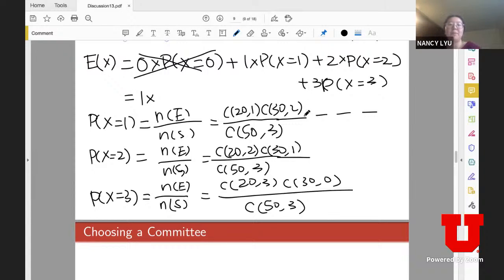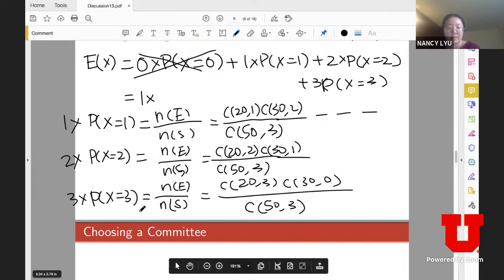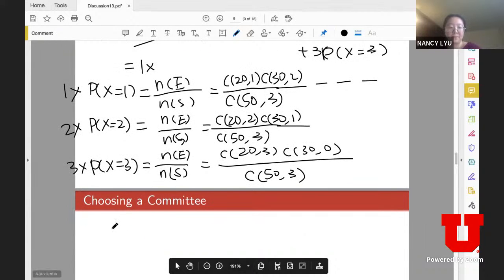And then you just multiply the first one with 1, and the next with 2 and 3, and then you add them together. This will give you the expected number of seniors on the committee. And I think this ends up to be 1.2.